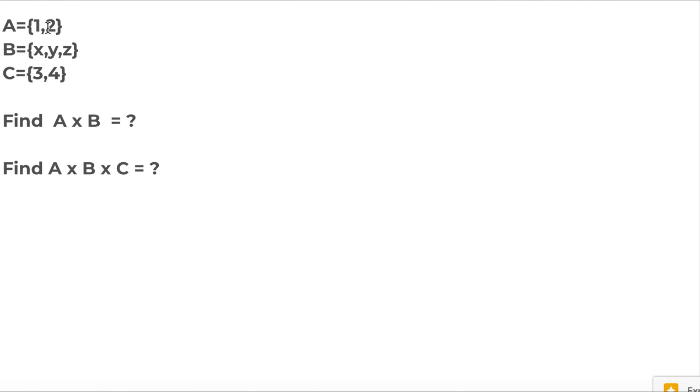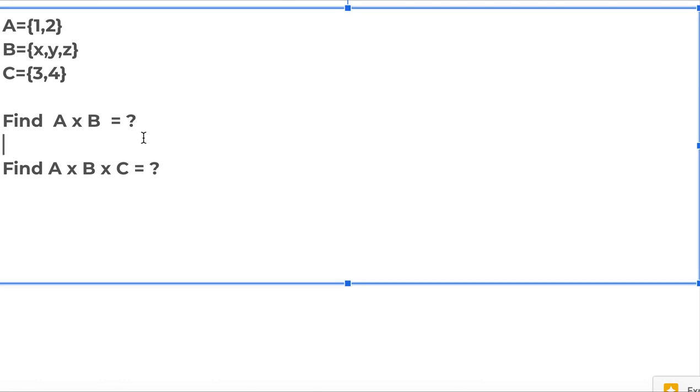Okay, next question is finding, you're given three sets: {1, 2}, {x, y, z}, and {3, 4}. You need to find the Cartesian product between A and B, and then A cross B cross C, right? As I said, a Cartesian product is defined as all the elements of the form (a, b) where a belongs to the first set and b belongs to the second set, right? I'll just write that definition down again: (a, b) where a belongs to A, b belongs to B.